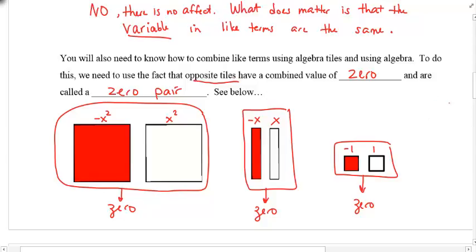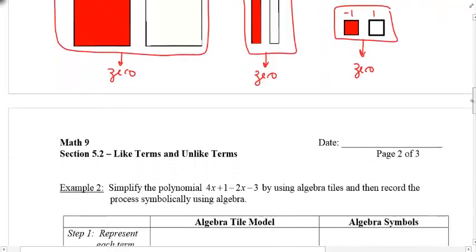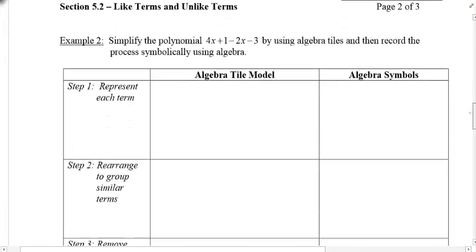Alright, so let's take a look now on page 2. And I'd like you to take a look at our first polynomial, which I'm going to ask you to simplify. Simplify means make it look nicer, make it look simpler, but it represents the same value. So here is our question. It says 4x plus 1 minus 2x minus 3. Let me show you how to do this with algebra tiles and the symbols, and I'll do it at the same time so you can see the connection between the two.